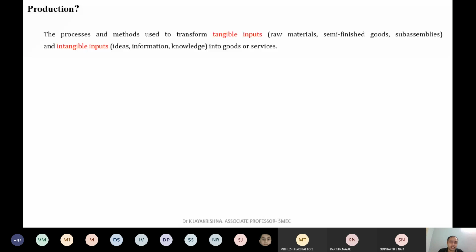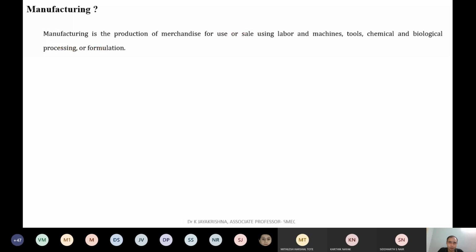Then what is manufacturing? Manufacturing is the production of merchandise for use or sale using labor, men, material, and machines. Triple M, I told you: men, material, and machines. Using some tools, chemical and biological processing or formulation. It can be anything, but understand, manufacturing is the production. Okay, so then what's the difference?